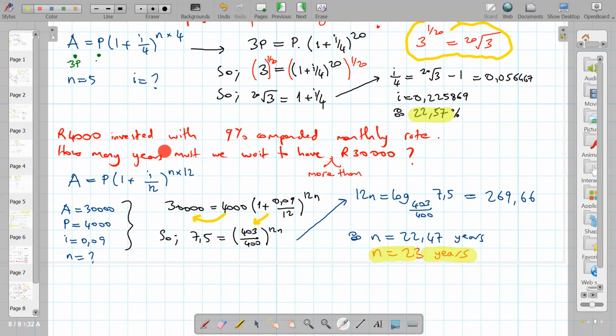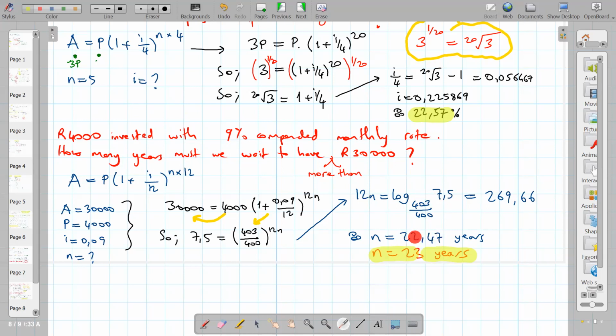Because in compound interest, you put the money in, you can withdraw it after 5 years. So you can't just withdraw in the middle of somewhere. That will be a problem. So you better say 23 years because it's asking years. Now, if the question says after how many months, then I can tell you, you are right.